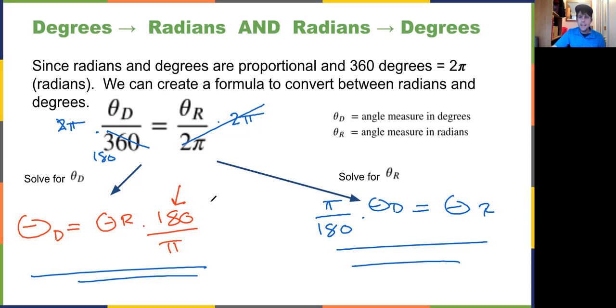You can think about it any number of ways. People have created memory devices to help you remember this, but I just like to think about where the pi is. My angle measurement in radians is probably going to have pi in it, so I need to divide by pi to get the pi out of there because degrees don't usually have pi. If I want an angle measurement in radians, I need to give it pi, so I need to multiply pi in there to make it a measurement in radians. That's the way I like to think about it, but it's up to you.